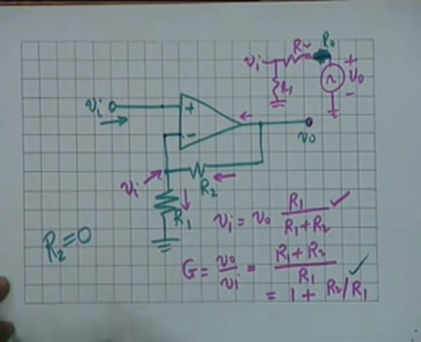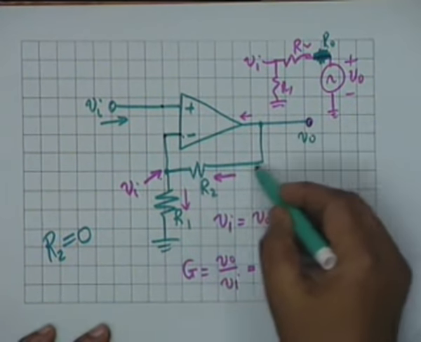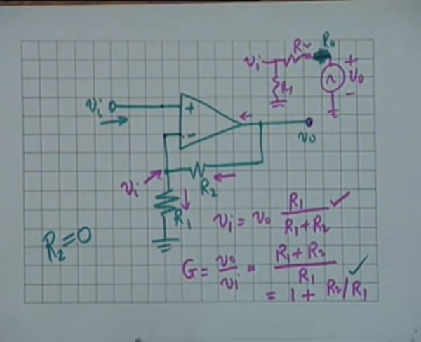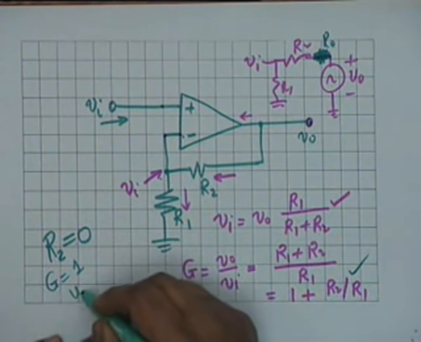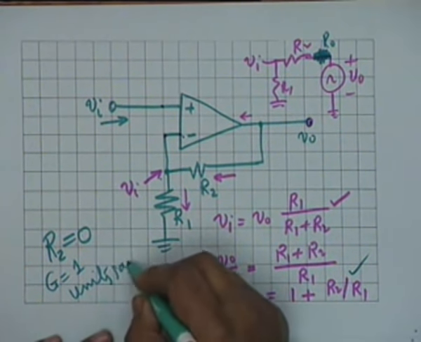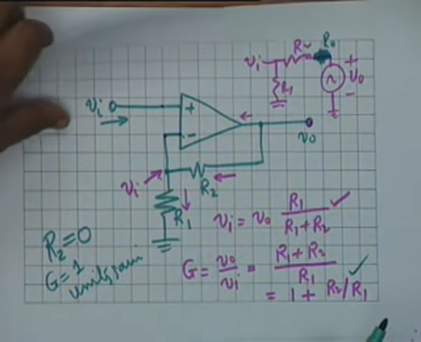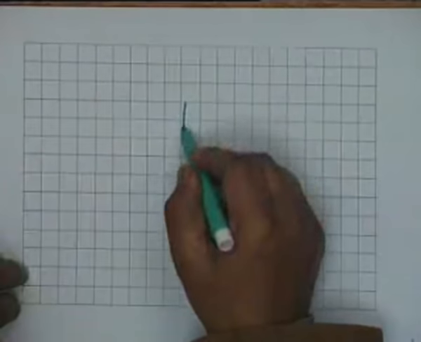Now look at this configuration again, and suppose R2 is equal to 0. In other words, this is directly connected, then the gain becomes plus 1. Is that correct? And therefore it is called a unity gain configuration. This deserves a little more closer look. So let's draw it again here.